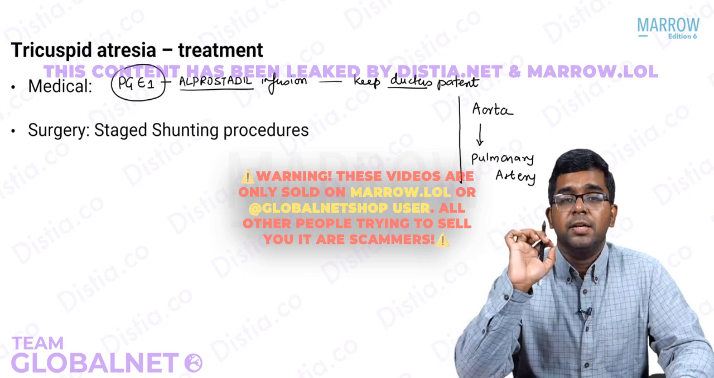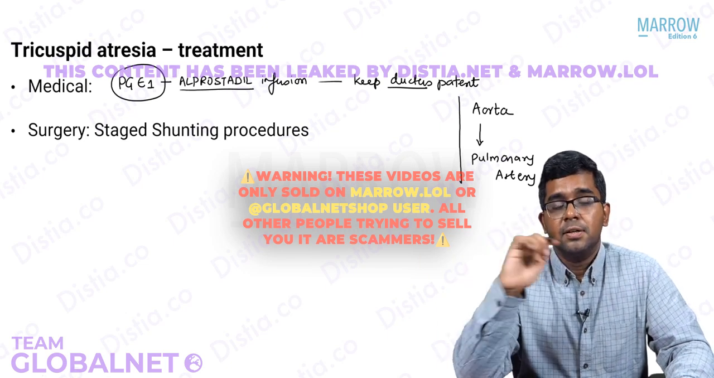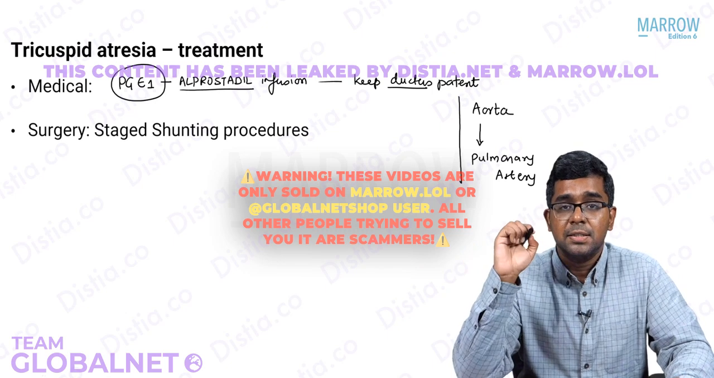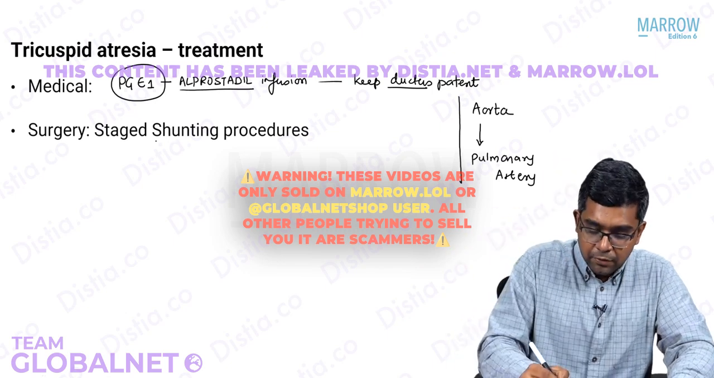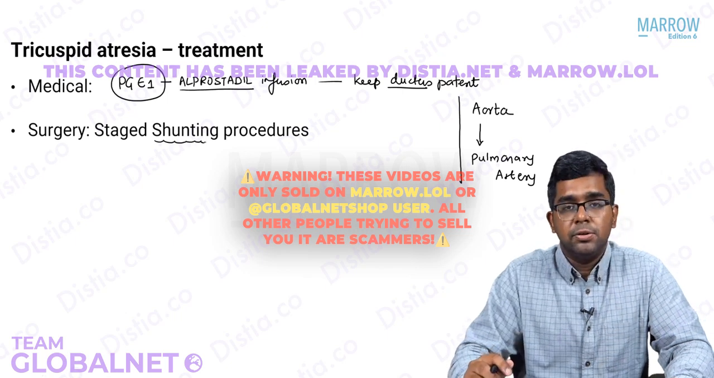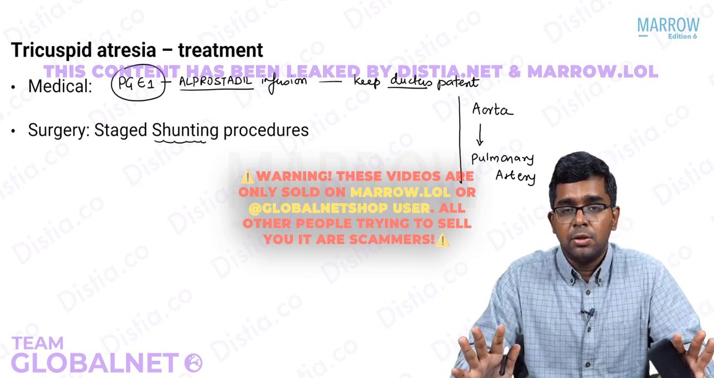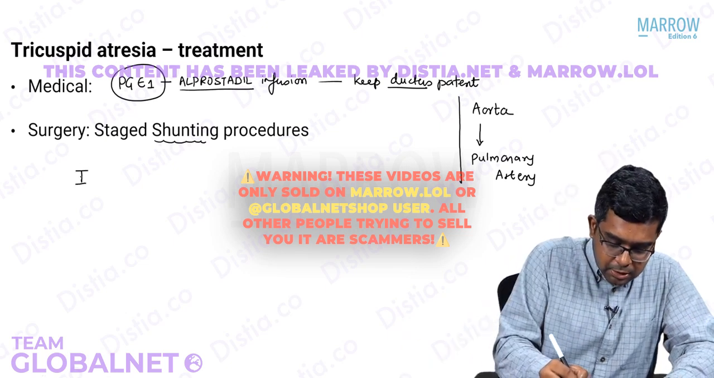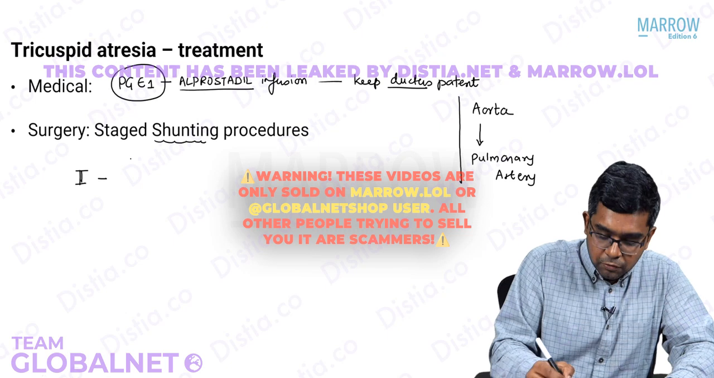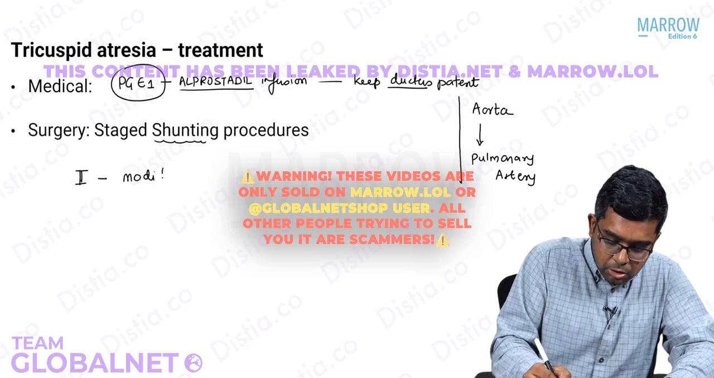And what you will do for tricuspid atresia is a series of procedures called as staged procedures. And what we will be doing as a surgery is different types of shunting we are going to do. There are 3 important stages or 3 important procedures which we are going to do. The first procedure or the first stage procedure is creation of modified Blalock Taussig shunt.